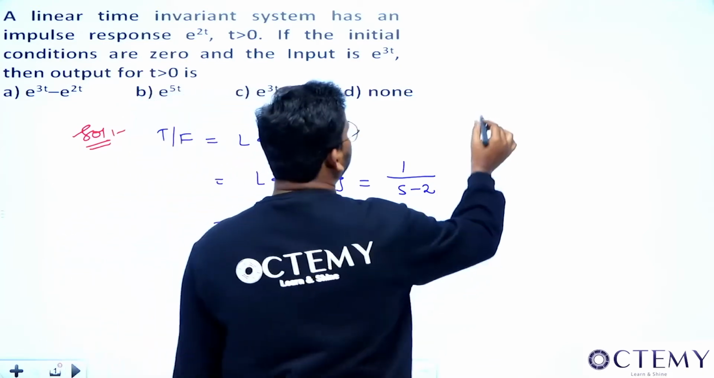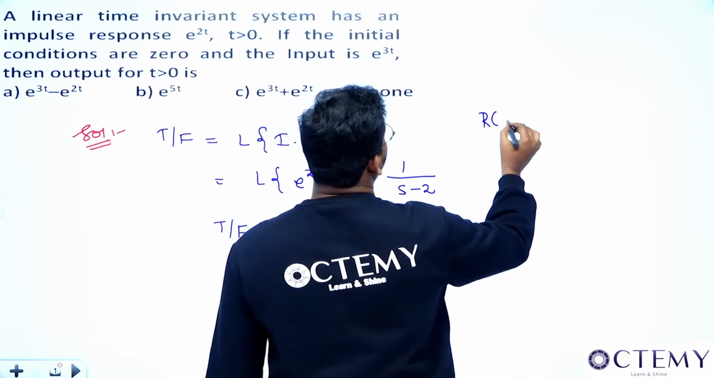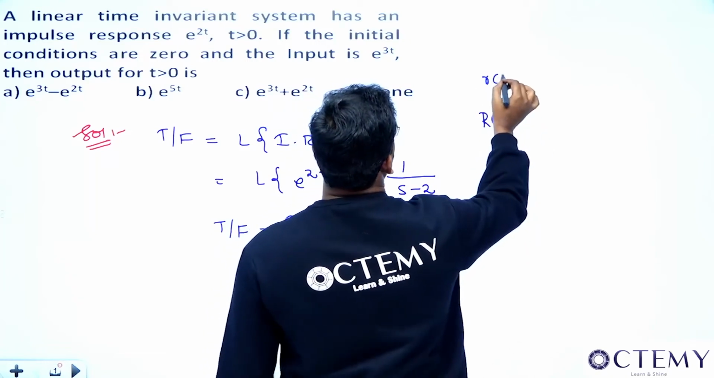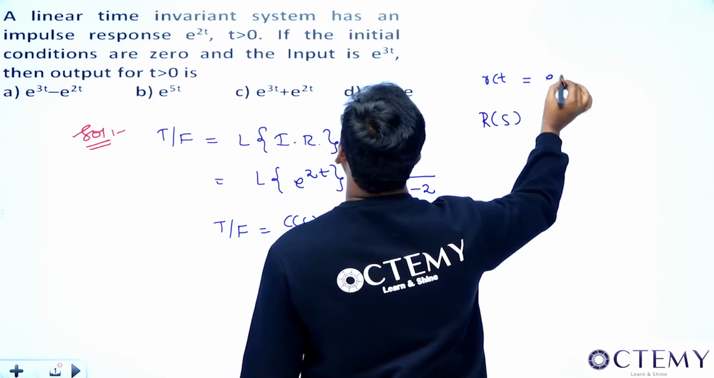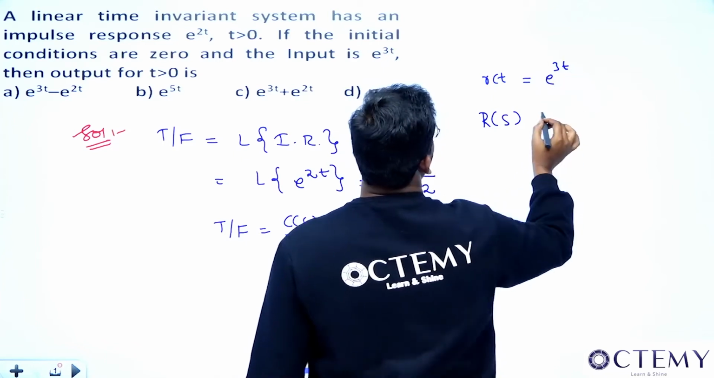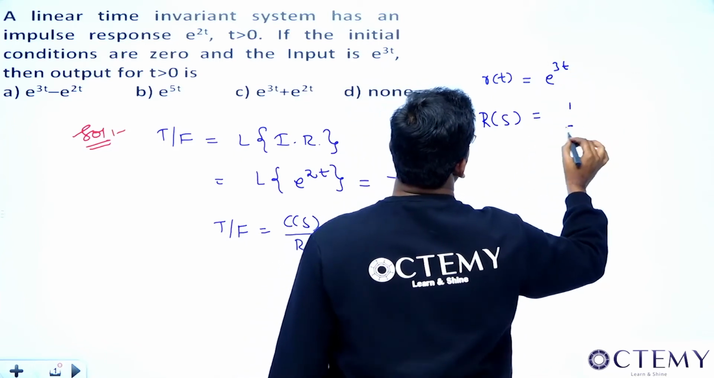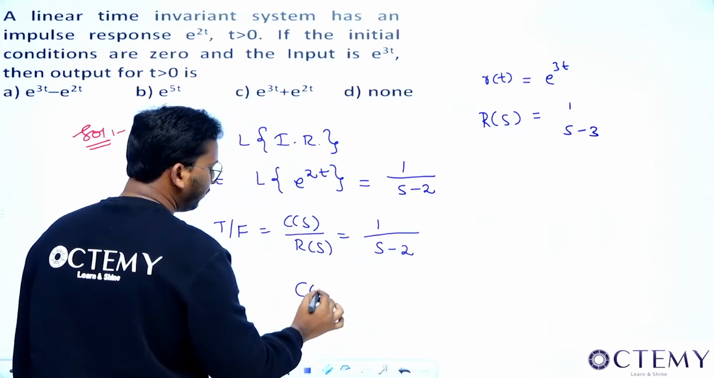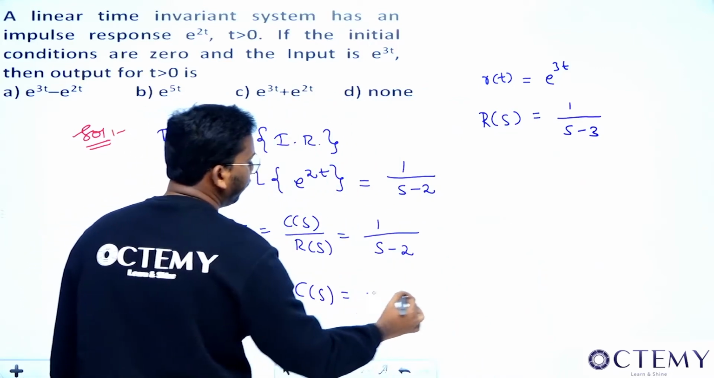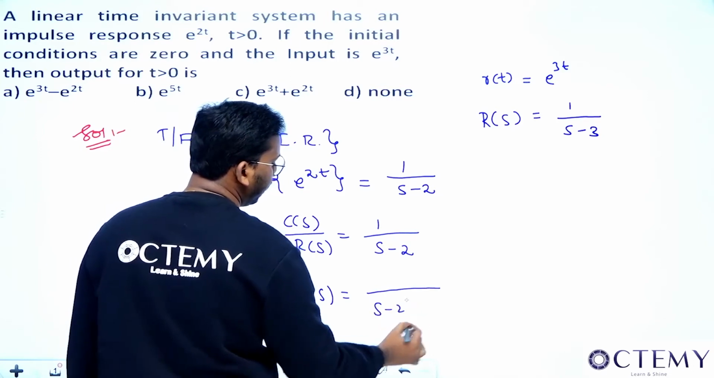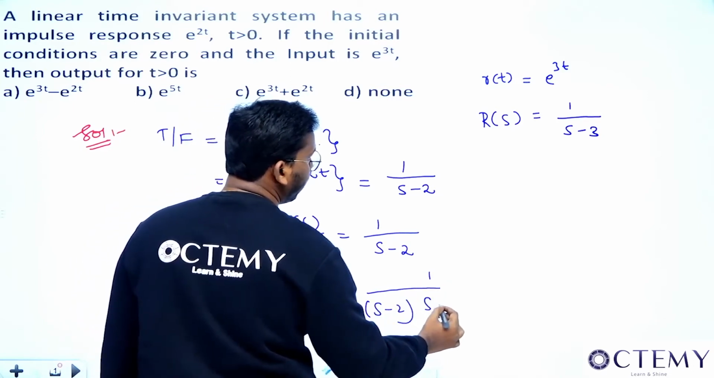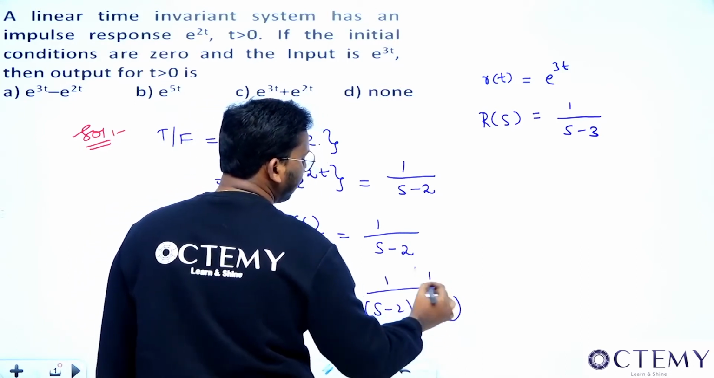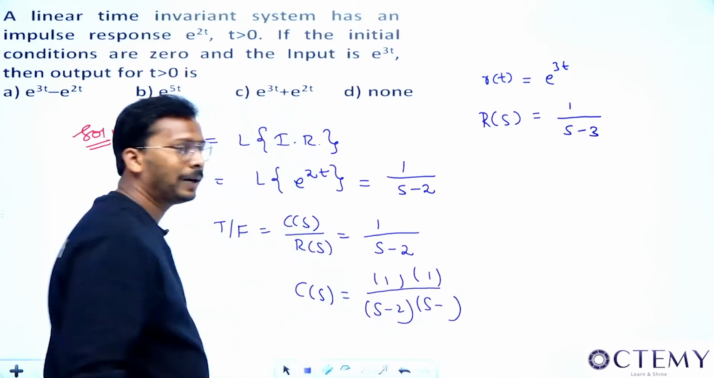What is R of s, sir? The input now, the R of t, the input is given as e power 3t. So this will become 1 by s minus 3, right? So see, sir, the C of s will become 1 by s minus 2 into 1 by s minus 3. Right? Now, you'll have to do partial fractions for this.